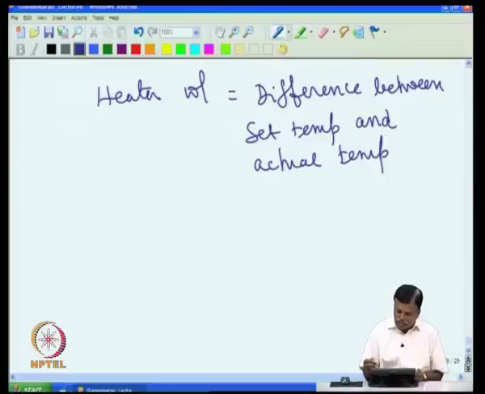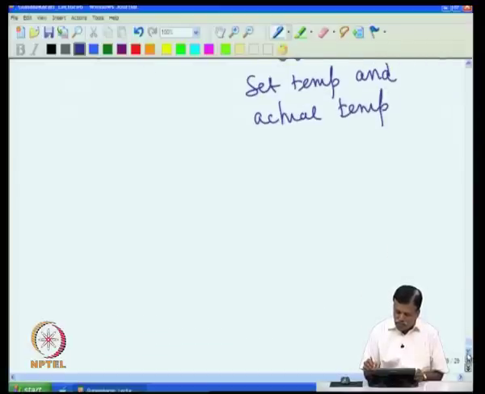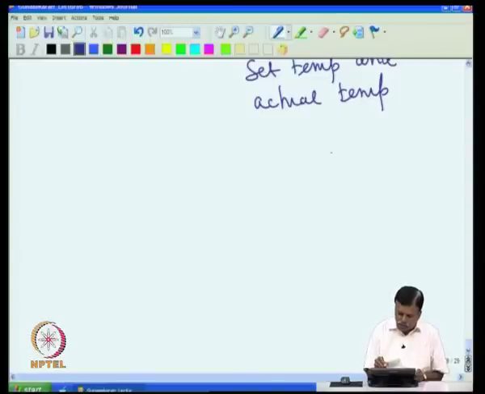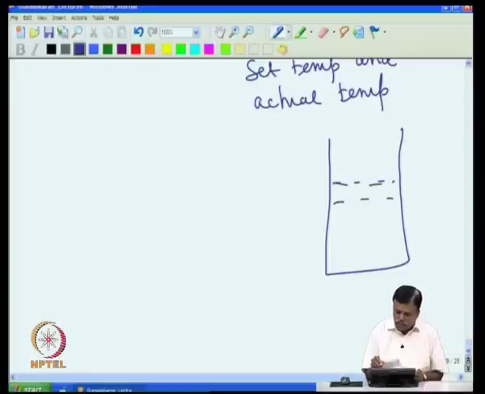So, let us take the same example. In this case, assume that I have one oven here in which I want to maintain the temperature. Then I will assume that I have a heater here.